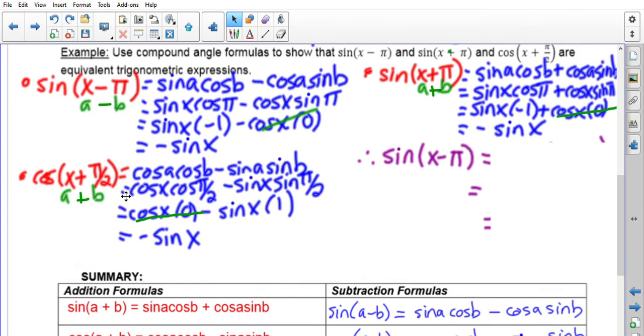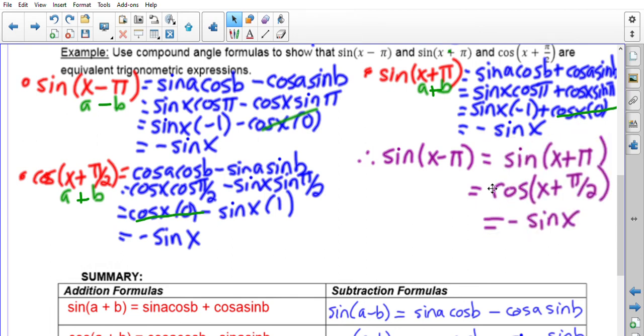So all of these oddly looking expressions simplify to negative sine x, and you can verify that there. Sine x minus pi is equal to sine x plus pi, which is equal to cos x plus pi over 2, which is equal to negative sine x.